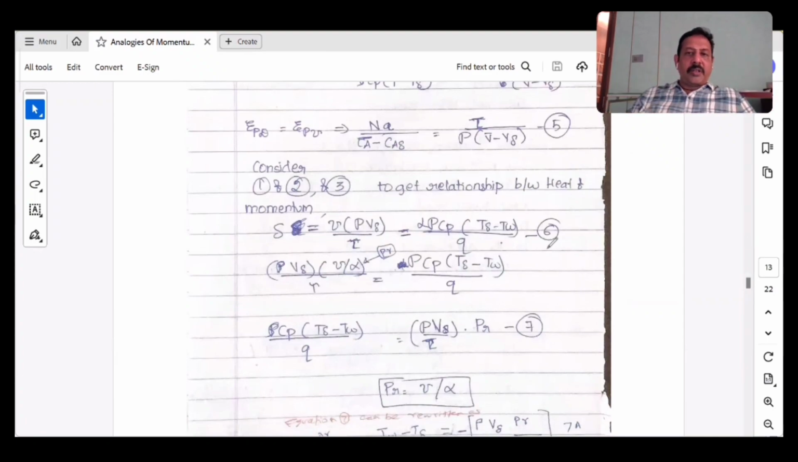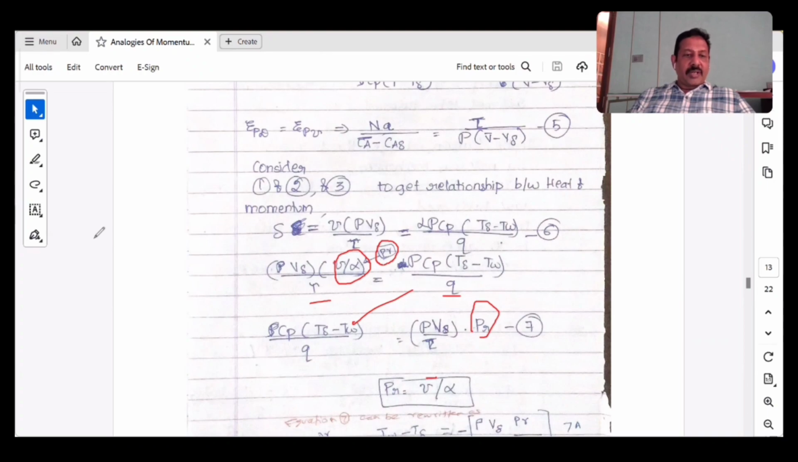First I equate momentum and heat, so I get tau and q here. The kinematic viscosity by thermal diffusivity is nothing but the Prandtl number. So I write this equation: rho cp Ts minus Tw by q is equal to rho v delta by tau. The kinematic viscosity by alpha is nothing but the Prandtl number, since Prandtl number is v by alpha. So this is equation 7.